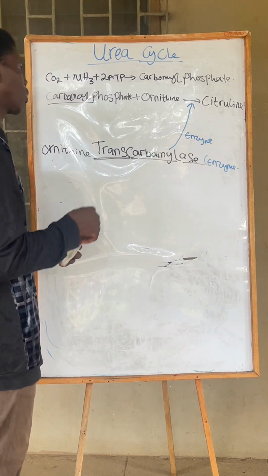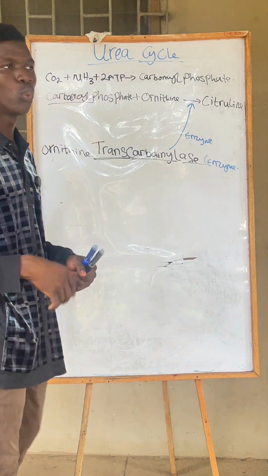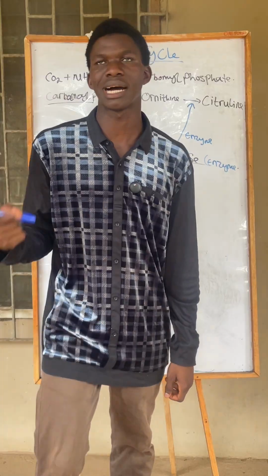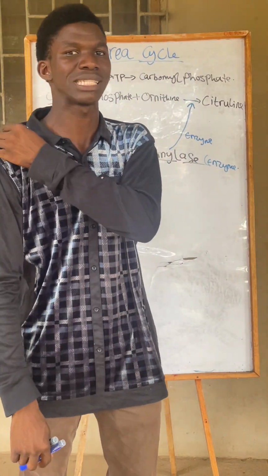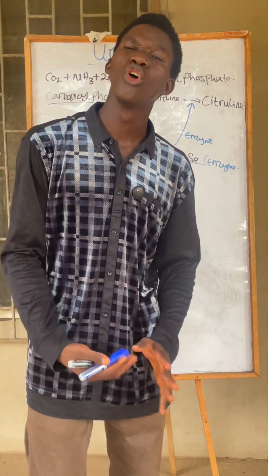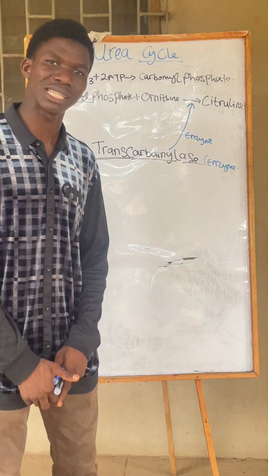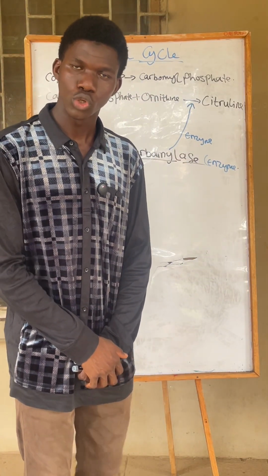So now the next thing is that our citrulline will then react with aspartic acid. Your citrulline should react with aspartic acid, or you can call it aspartate. But I want to use aspartic acid, okay? Do you know why I said you could call it aspartate? Because normally in the body, your aspartic acid will be in the form of aspartate.